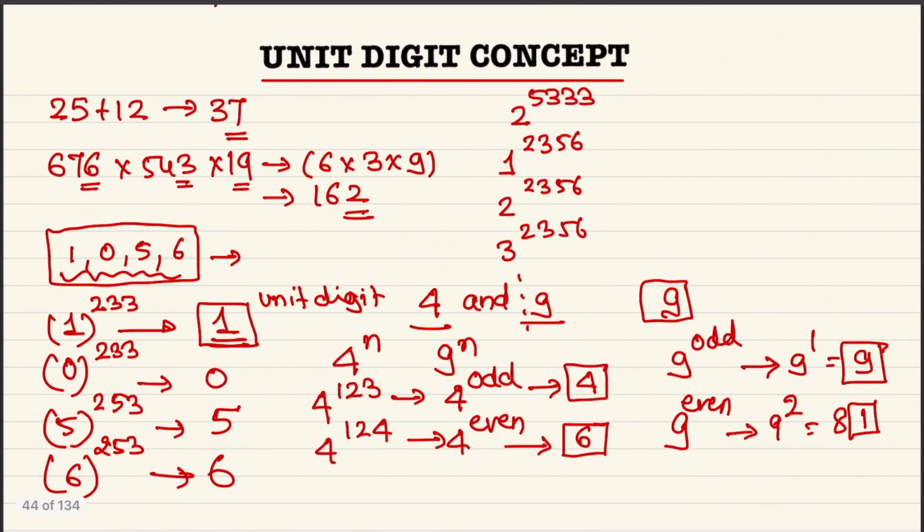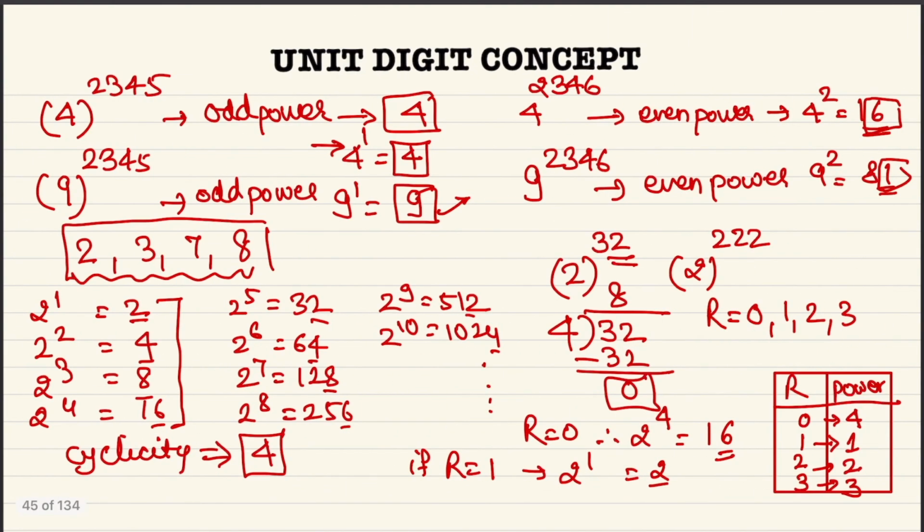So this is the concept of unit digit. Whenever 0, 1, 5 or 6 is raised to any power n, the unit digit will remain the same as the number. For 4 and 9, the cyclicity you can say is 2. For 4 raised to an odd power, the unit digit will be 4, and for an even power, the unit digit will be 6. For 9 raised to an odd power, the unit digit will be 9. 9 raised to an even power, the unit digit will be 1.